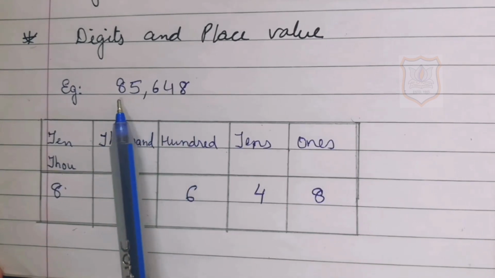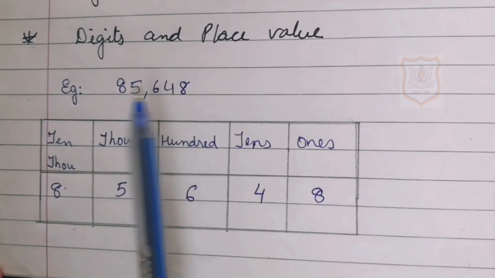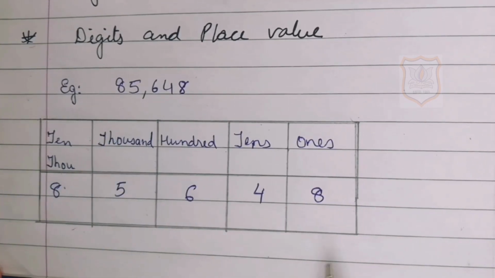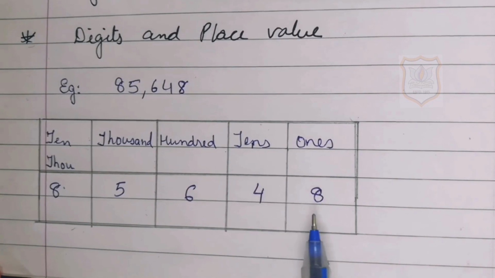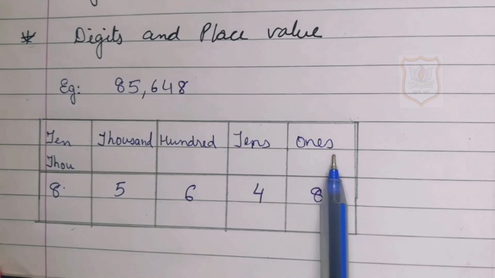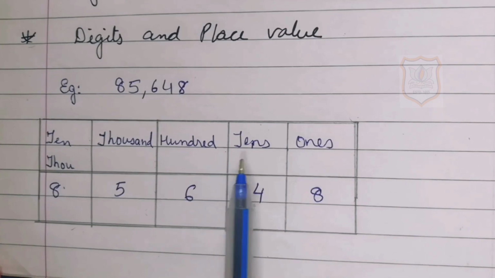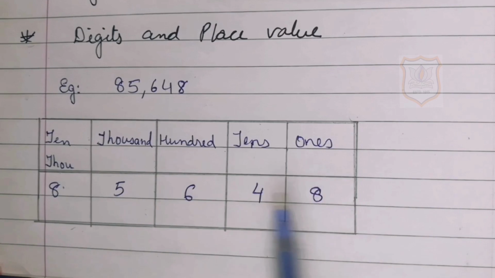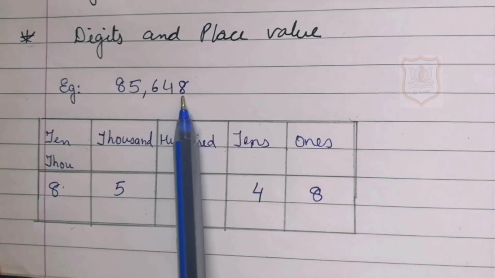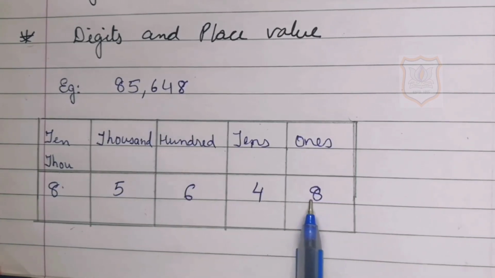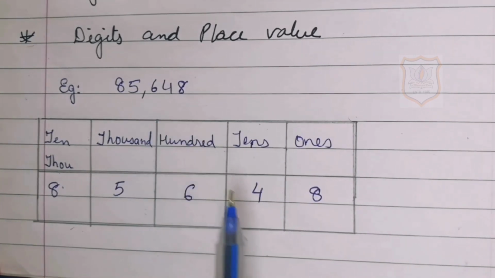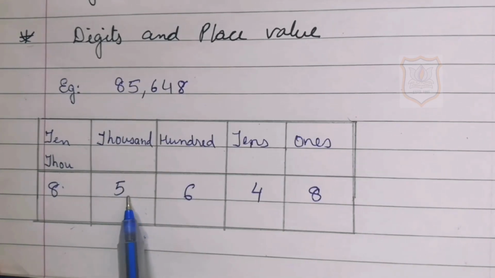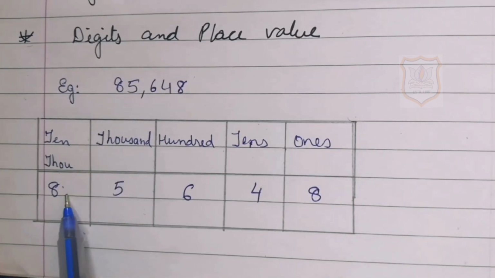85648. Now here this 85648 are digits, and to find out the place value of these digits, we have to form a table. Here in this table, in the last column we will write ones, then tens, then hundreds, then thousand, then 10,000 and so on. Now here we will place this digit 8 in ones column, digit 4 in tens column and digit 6 in hundreds column and digit 5 in thousand column and digit 8 in 10,000s column.